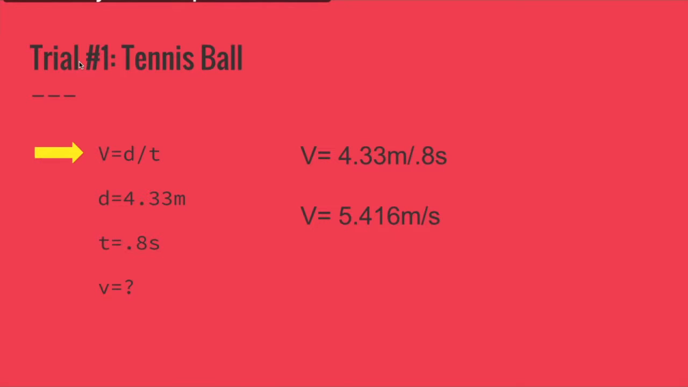Trial 1, tennis ball. We're trying to find velocity, so we're going to use the equation velocity equals distance over time. Our given distance is 4.33 meters and our given time is 0.8 seconds. So we did 4.33 meters divided by 0.8 seconds, and we got 5.416 meters per second.